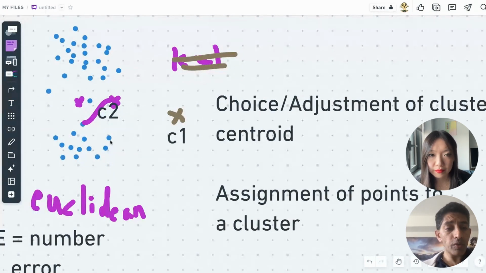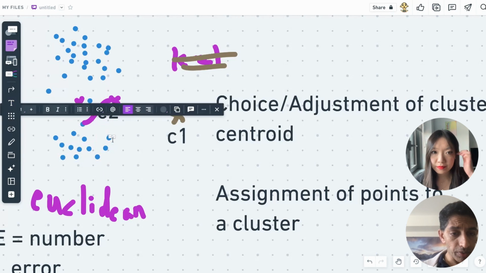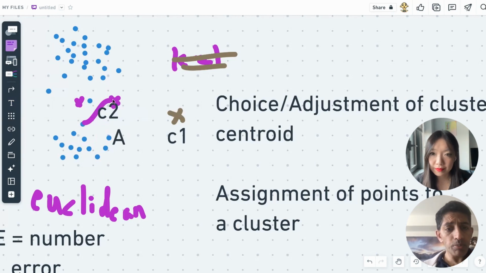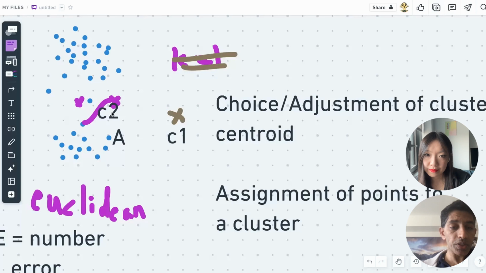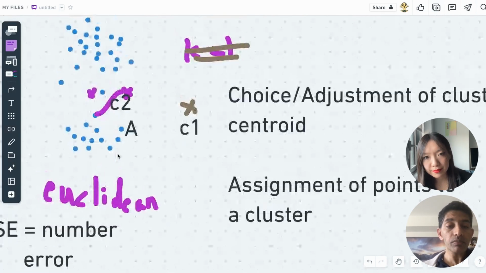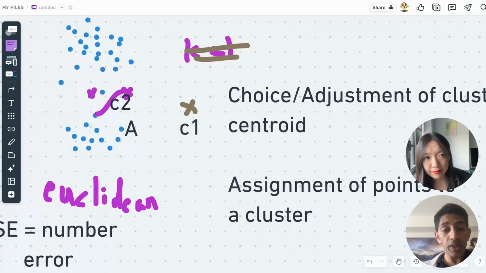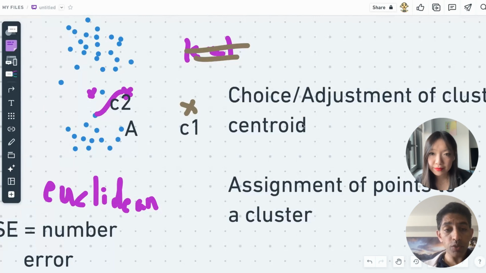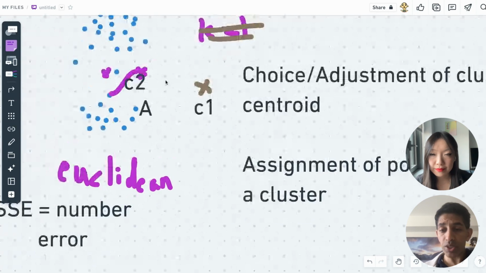Then we look at each point. We look to see which is the centroid that it is closest to, and we assign membership for that data point to that particular cluster. So in this case, if I were to notate this particular data point as A, it would belong as a member of cluster centroid C2 if we look at Euclidean distance. Okay, and similarly, we go around every data point, and then we compute the distances for each one of these. We compute the SSE, the sum of squared errors, for each of these data points.